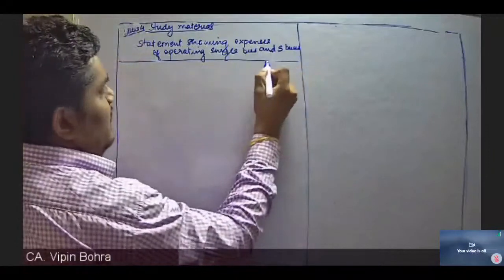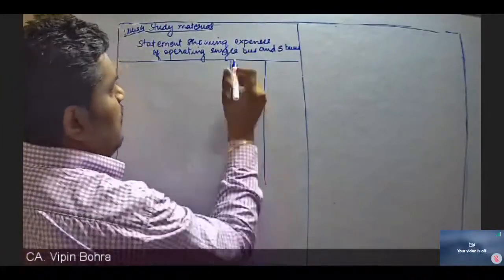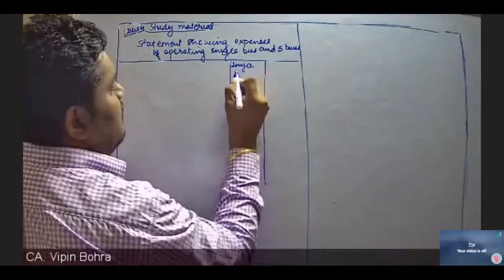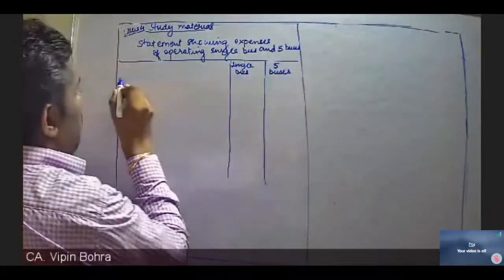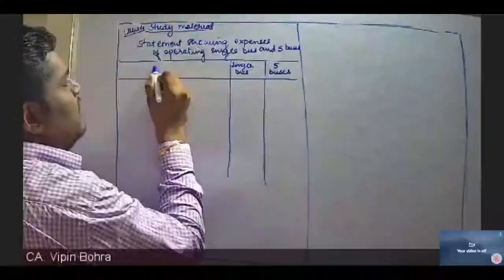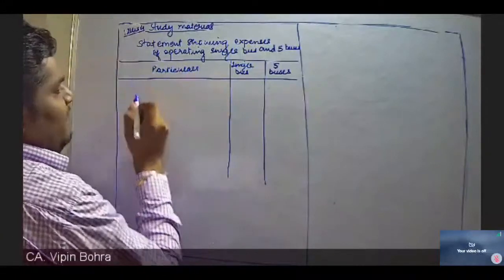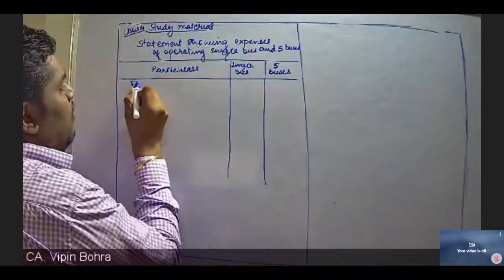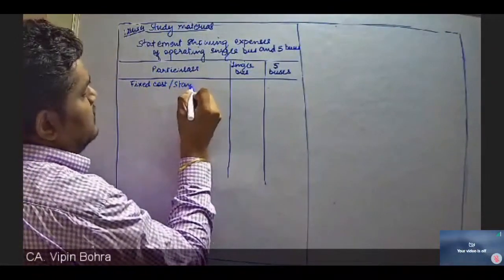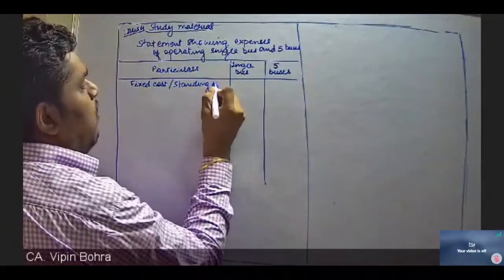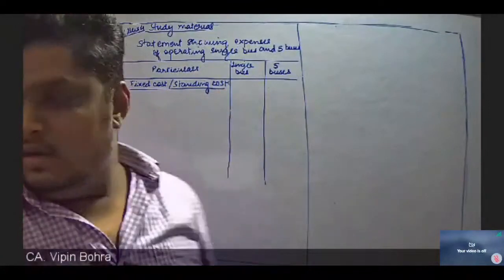So let's start. For single bus and for 5 buses. Particulars. The same format will be used: fixed cost / standing cost now.